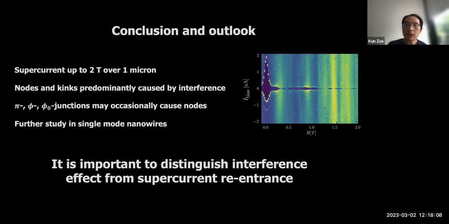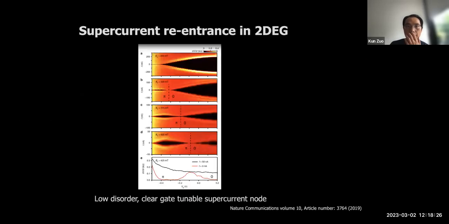What I want to extend the talk a little bit is to discuss further the supercurrent reentrance claimed in 2D systems, for example, in 2DEGs and graphene. I just want to pick up a few examples. For example, in 2019, there's a Nature Communications paper where they measured the supercurrent reentrance in antimony quantum well 2DEGs, right? They have very low disorder, and they clearly observed tunable nodes at different magnetic fields, and then they concluded this 0 to pi transition.